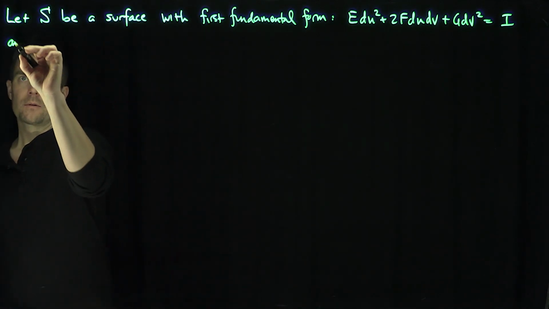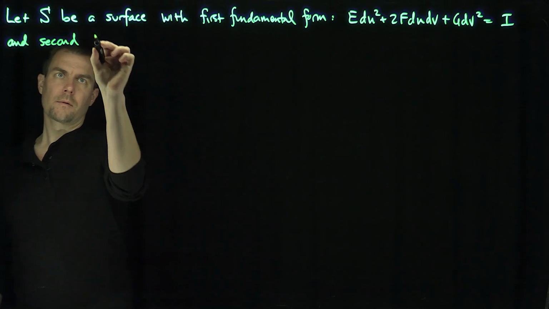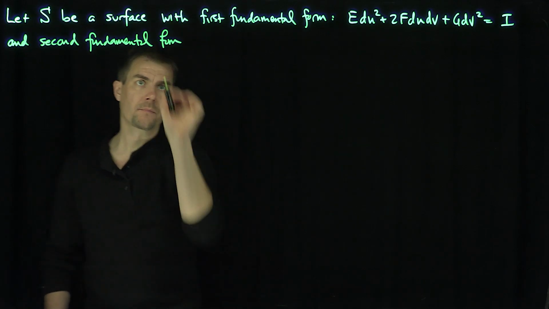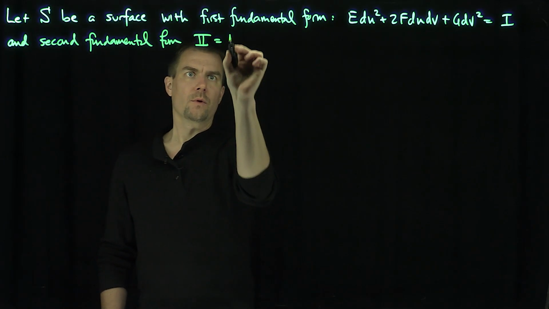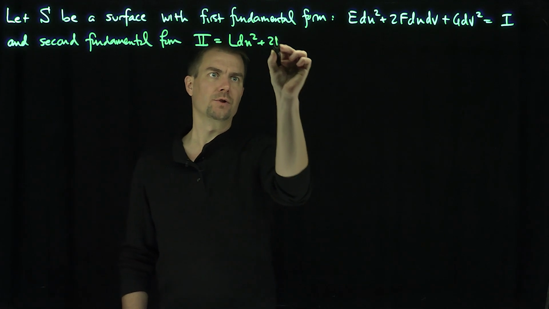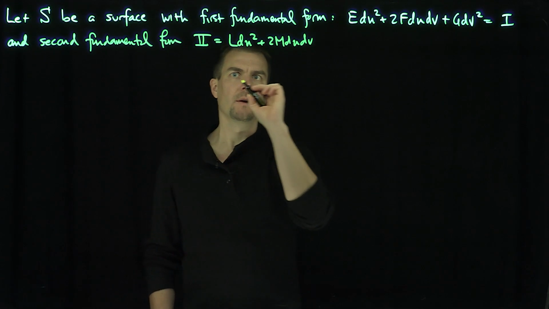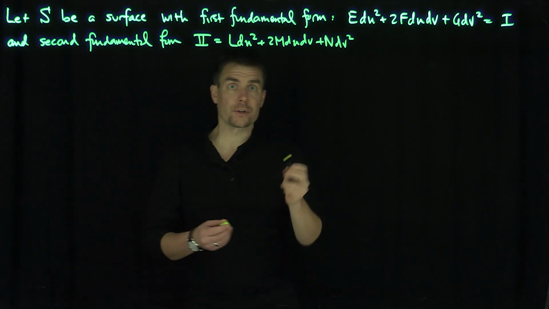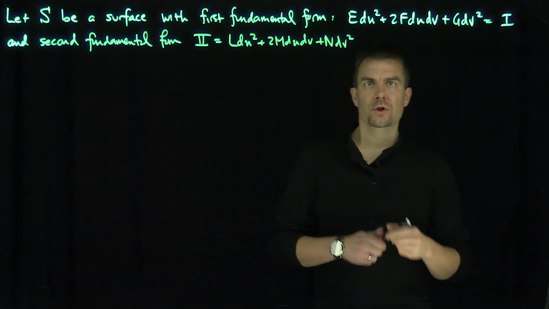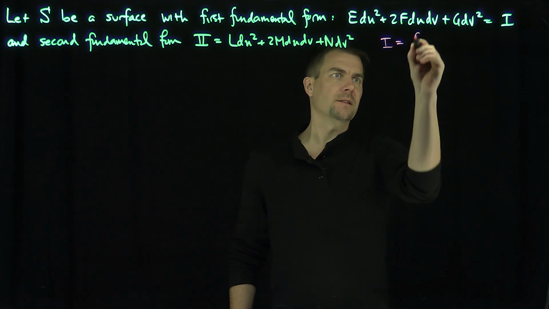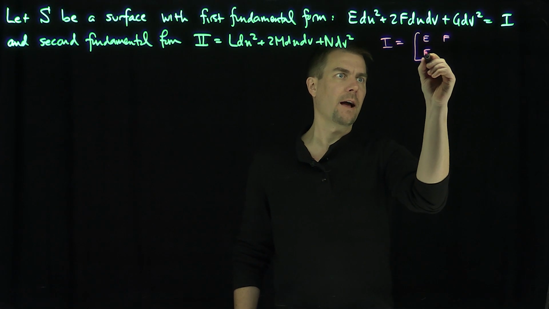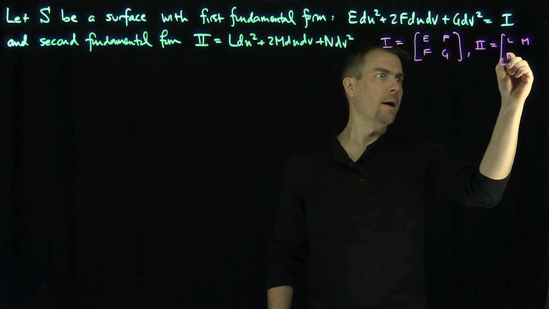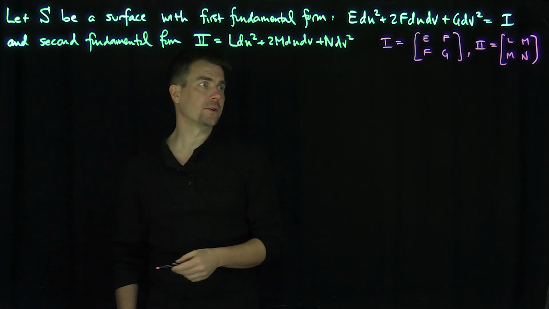And second fundamental form 2, which is L du squared plus 2M du dv plus N dv squared. And what we'll do is form matrix versions of these forms. So we'll write 1 as the matrix E, F, F, G, and 2 as the matrix L, M, M, N. 1 and 2 are symmetric matrices, okay?